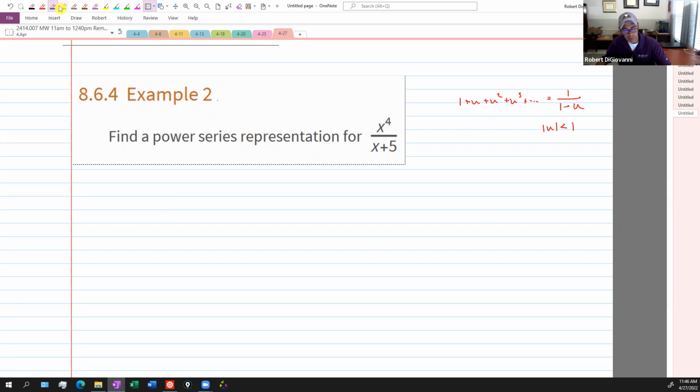So let me show you what I'm going to do. I'm going to rewrite this as x to the 4th times 1 over, and I'm going to switch the 5 and the x on the bottom, so x plus 5 becomes 5 plus x. Do y'all agree that that's the same expression? All right, now I'm going to do this.